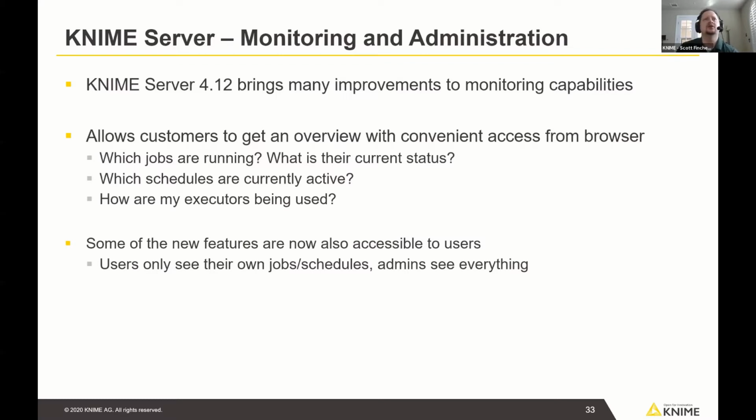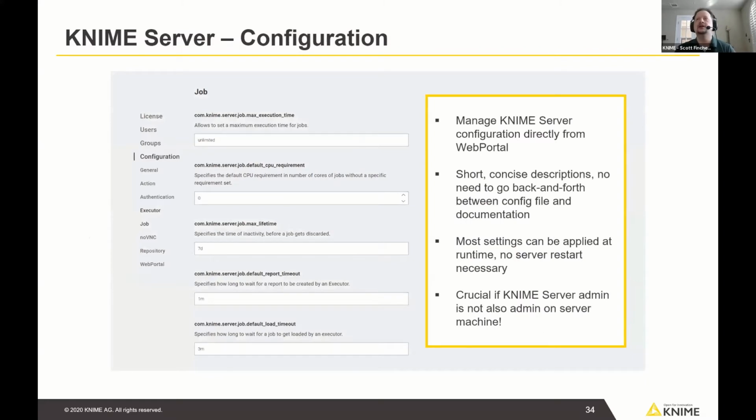One is the configuration page. This is going to allow you to manage your KNIME Server configuration directly from the web portal, without having to find the EPF file or the INI file that's out there on the server and edit it with a text editor. You can now do that from the web portal. And what's nice is that for each of the options that you may want to change, you get a nice little concise description. I don't have to go digging around between this screen and the documentation to understand what things do, because it's all right there in front of me.